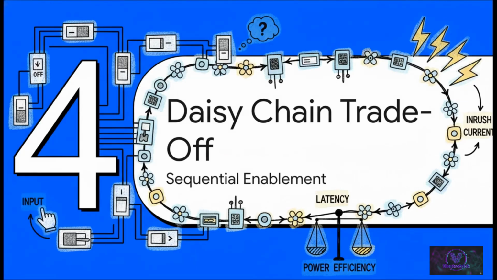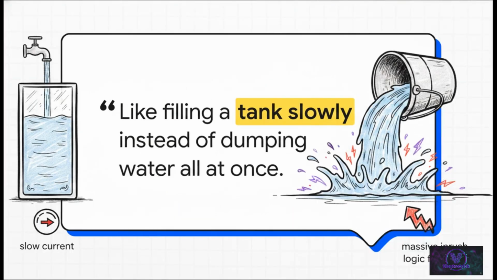Section 4, the daisy chain trade-off. Let's dive into sequential enablement. To really grasp sequential enablement, use this intuitive analogy. It is exactly like filling a tank slowly instead of dumping water all at once, right? If you dump an entire bucket of water at once, it splashes everywhere.